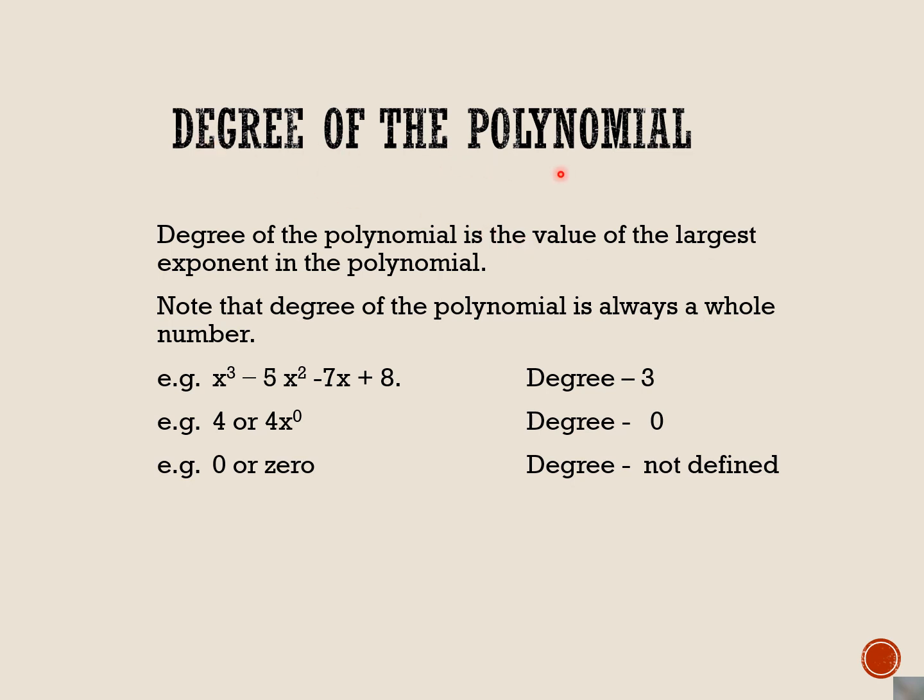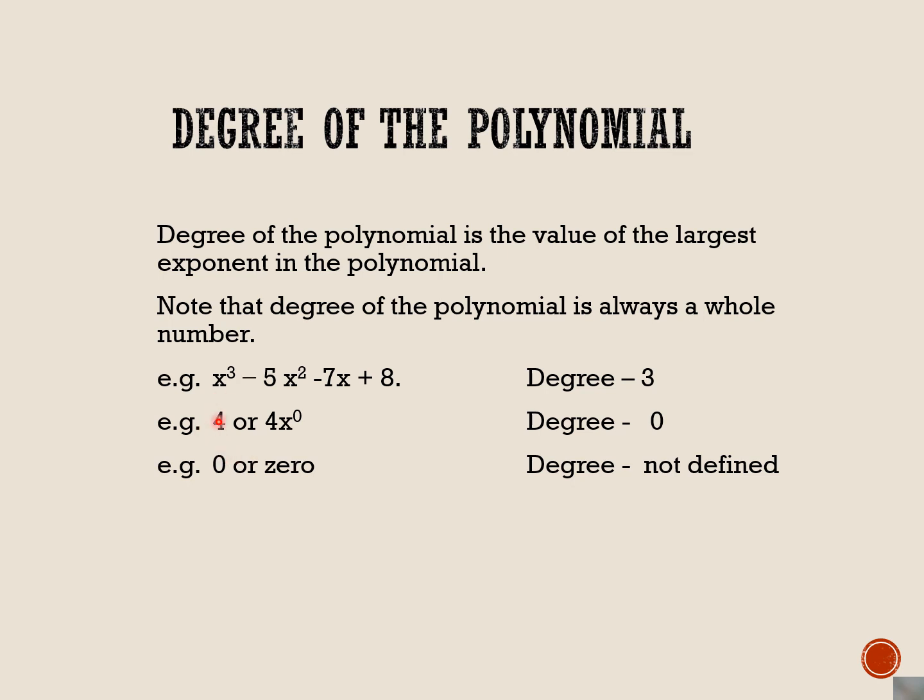Degree of the polynomial. This is a very important concept in polynomials. The degree of the polynomial is the value of the largest exponent in the polynomial. Note that the degree of the polynomial is always a whole number. A few examples: x cube minus 5x square minus 7x plus 8. Here the degree is 3. You can see the highest exponent is 3 over here.